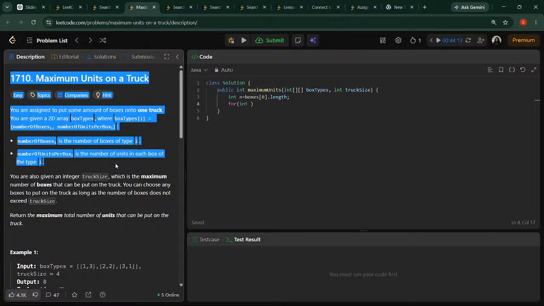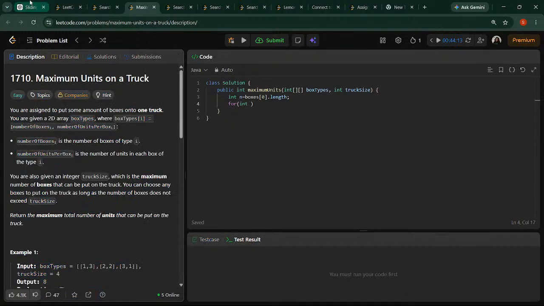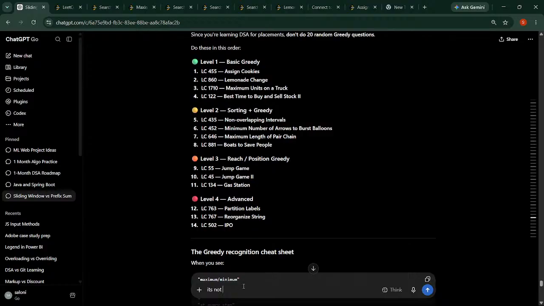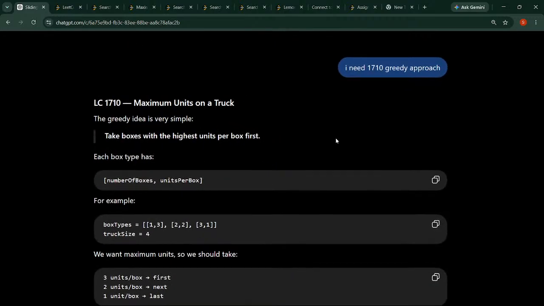Let me ask ChatGPT for the Kadane approach, right? 1710 Kadane approach. I need 1710. Oh, not Kadane, I mean greedy approach. Maximum units on a truck.